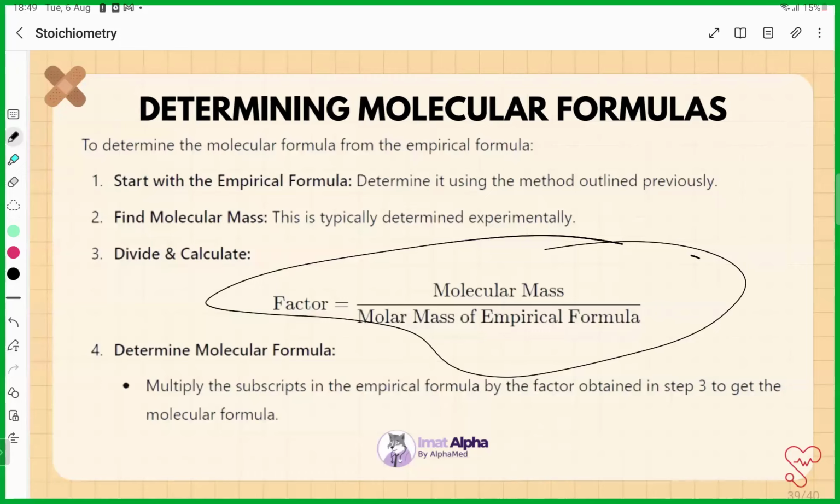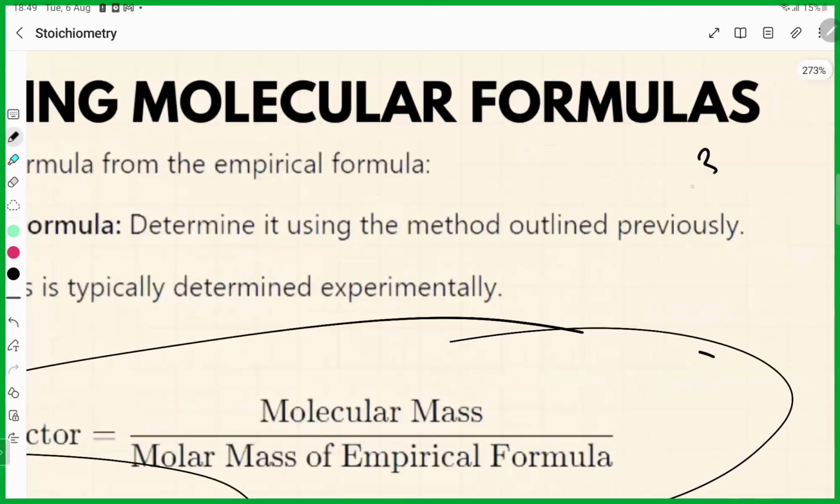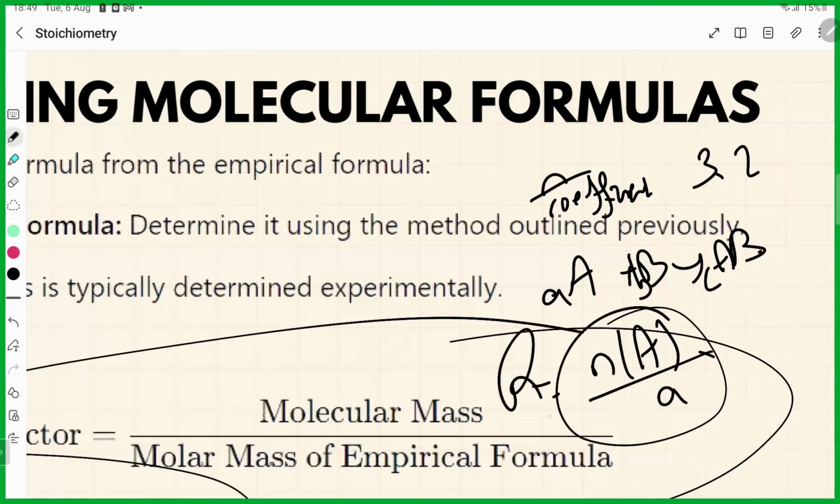Let's say we have a ratio of 3.2. Ratio means number of moles over the coefficient. Let's say we have A plus B gives AB. The number of moles of A over the coefficient of A is the ratio. So ratio R1 equals 3.2, and the ratio of B, R2, equals 3.3. So 3.2 is the smaller.